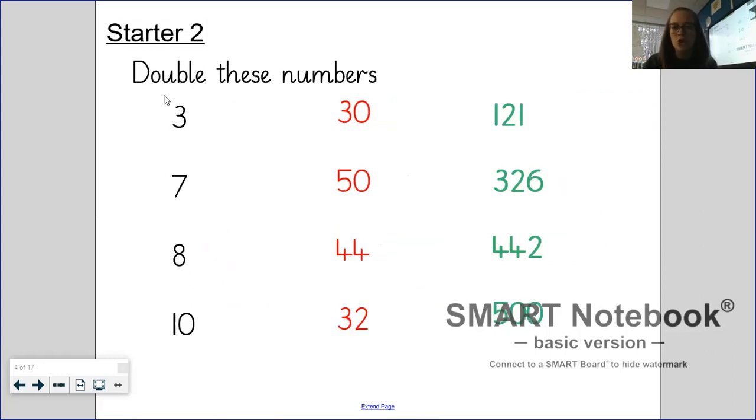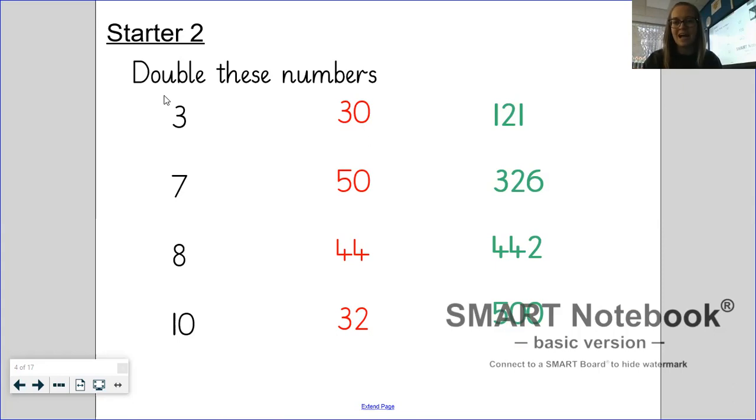Okay, we're now going to double these numbers. So doubling is the same as timesing by 2. So you are doubling these numbers. It's the same again. So it'd be 3 add 3, 7 add 7, 8 add 8, or 8 times 2. So pause the video now and double these numbers. Pause.